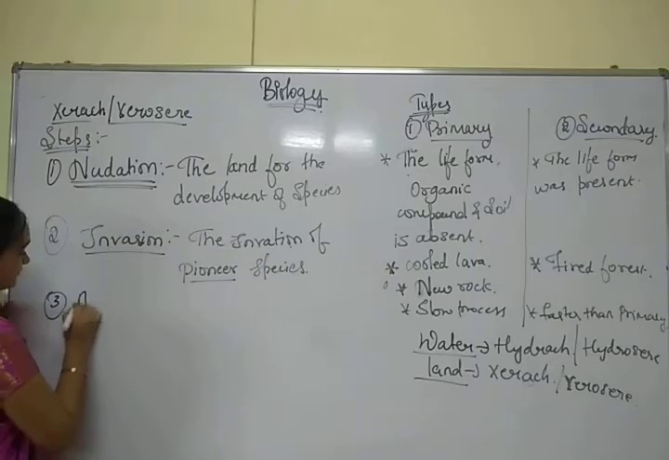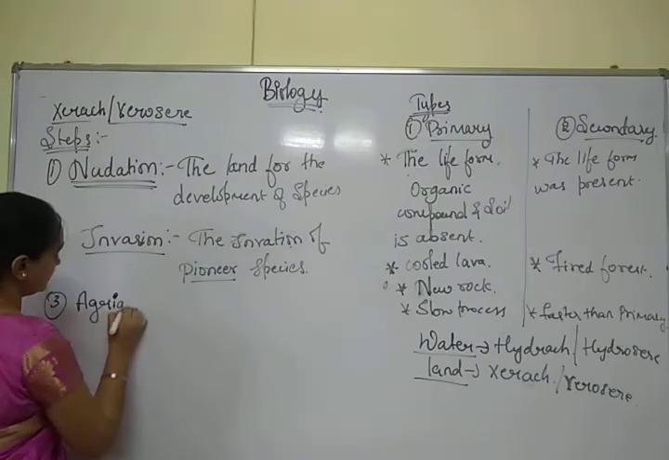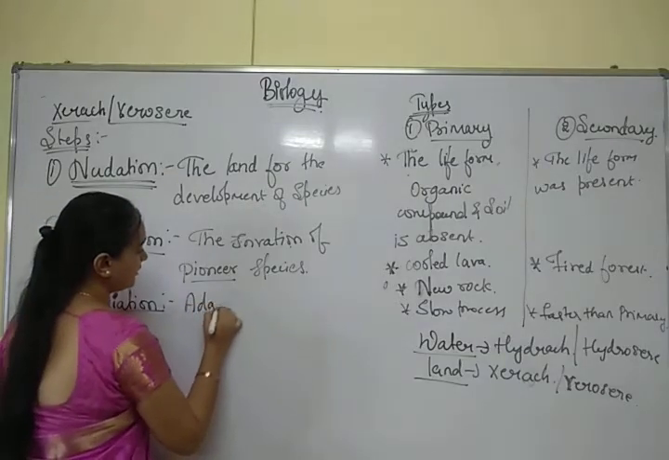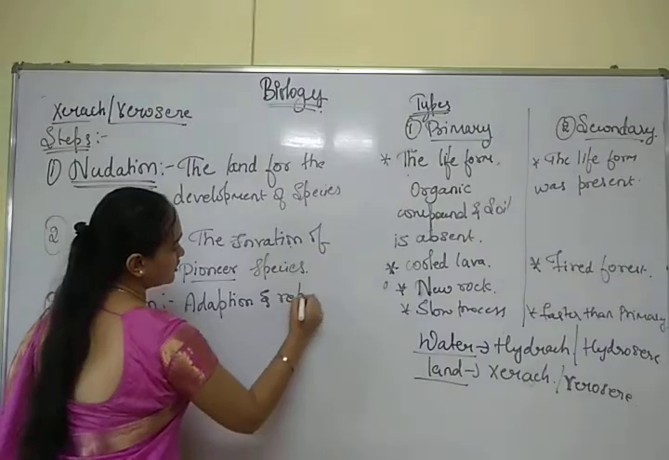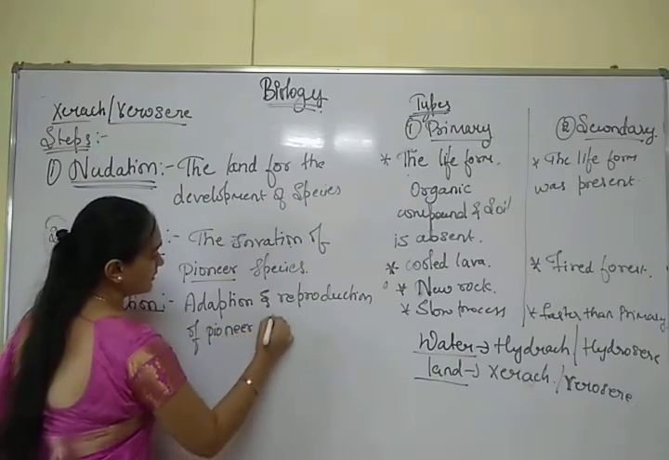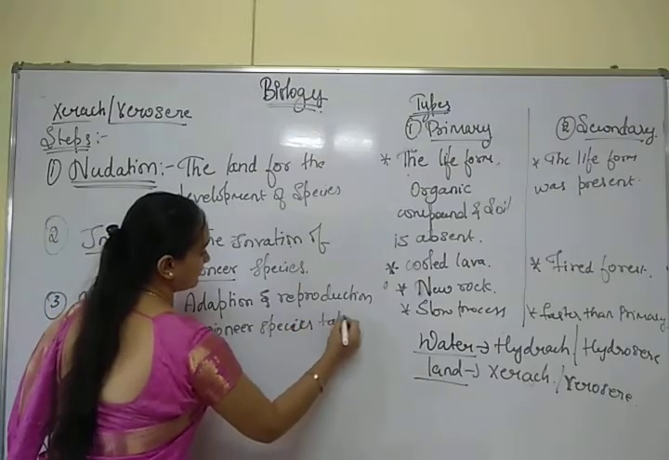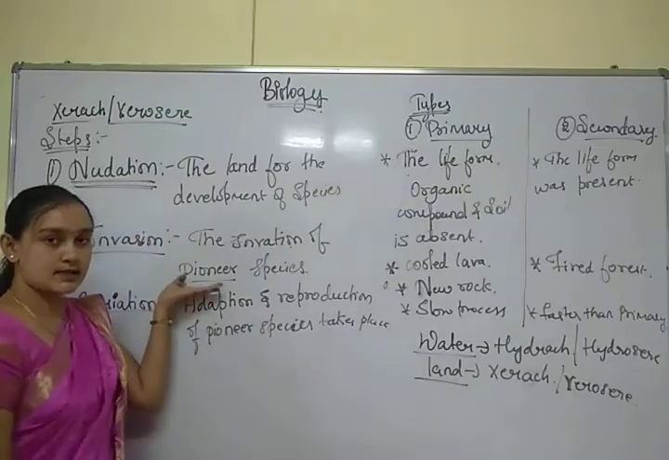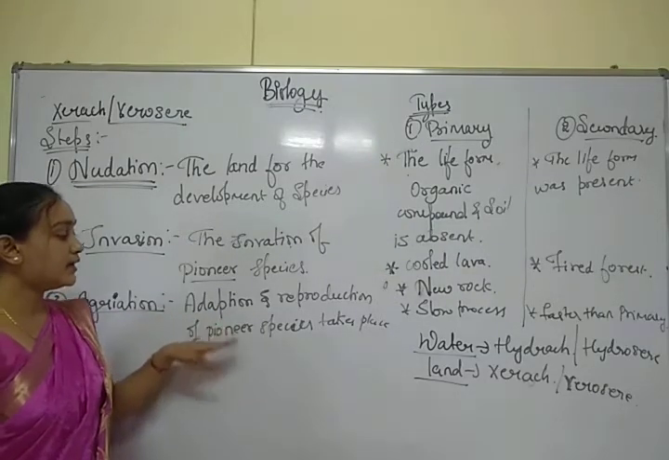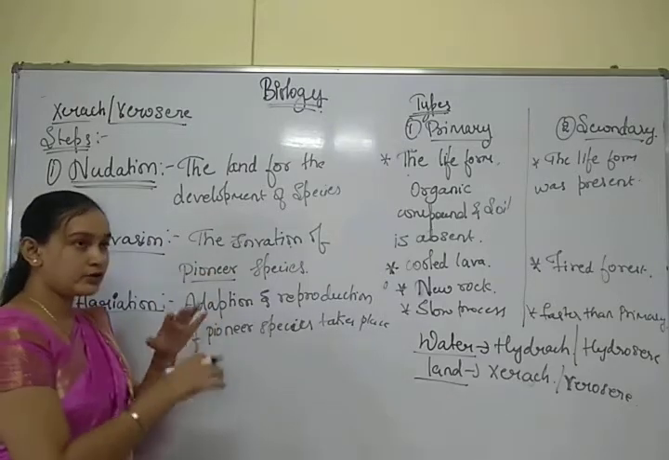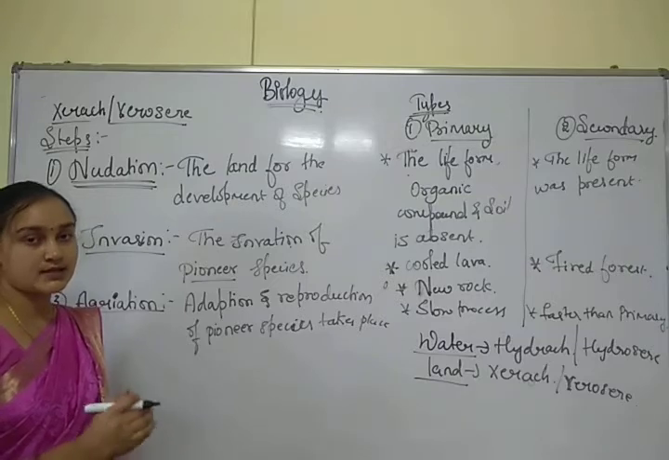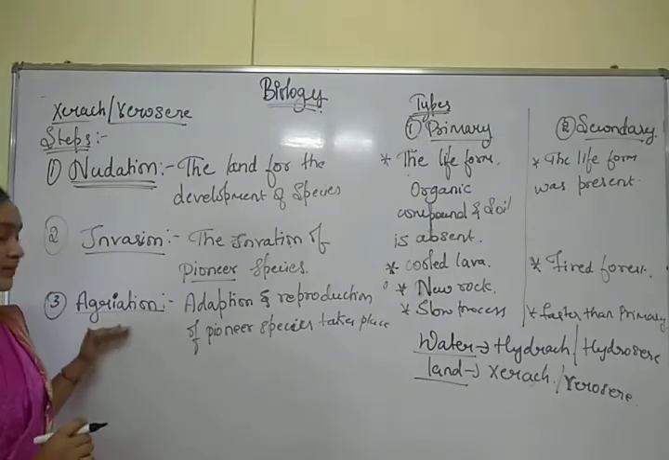And the third step is aggregation. Here the adaptation and reproduction of the pioneer species takes place. Now the pioneer species has invaded the land. So in the next step, aggregation, the pioneer species adapts to the condition and then reproduces, and it gets adjusted into that condition. Okay, that is the third step, aggregation.